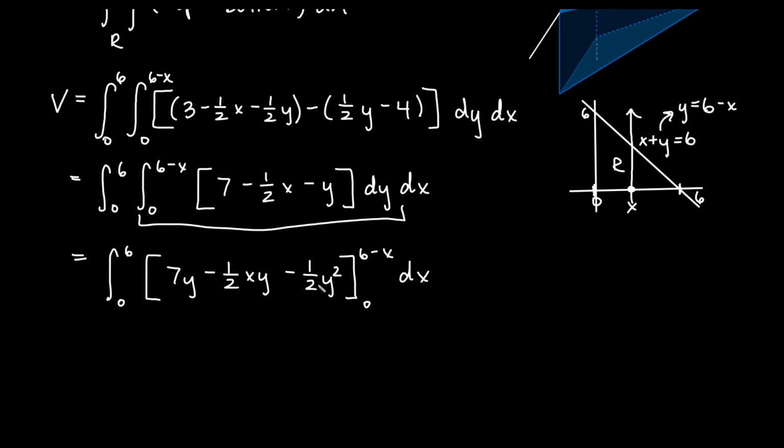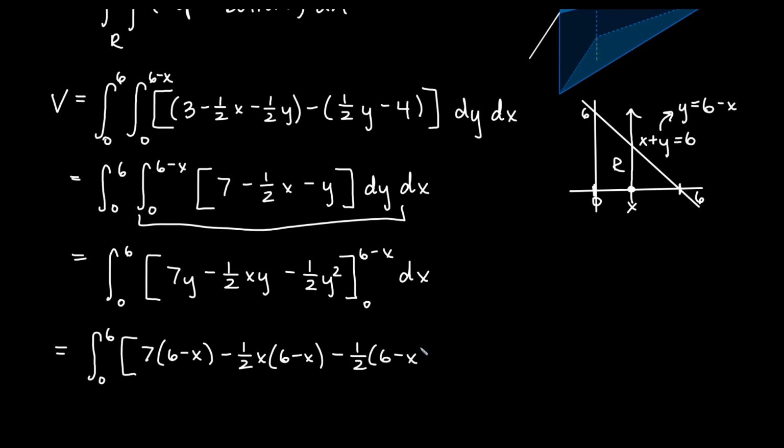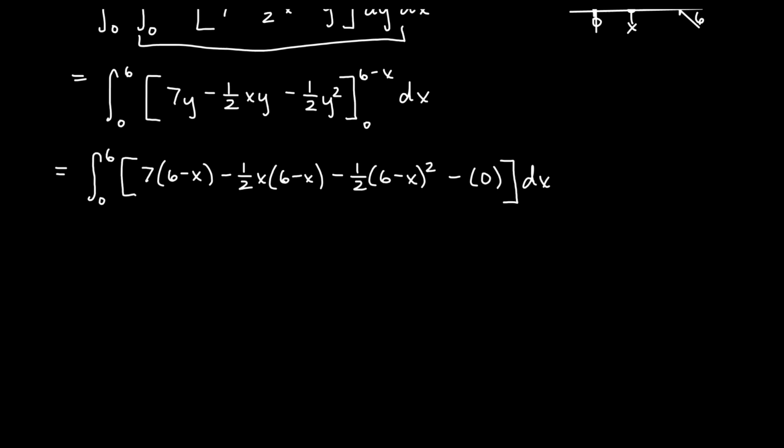Okay, so it looks like we're going to have some distributing to do, and I plug 6 minus x in for y, so let's go ahead and do all that. So from 0 to 6 here, we're going to have plugging in 6 minus x for y, 7 times 6 minus x minus 1/2 x times another 6 minus x minus 1/2, and then here we have y squared, so 6 minus x all squared. That's the first part, plugging in the top bound. Plugging in 0, we have y in each term, so we're just going to get minus 0 for all of those. So that saves us a bit, right? Okay, let's do our distributing, and we'll keep going.